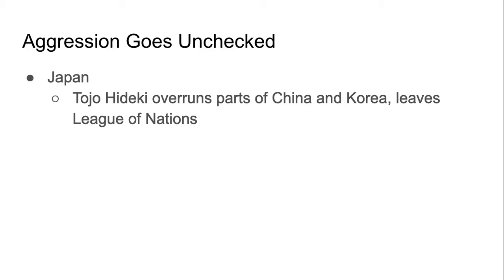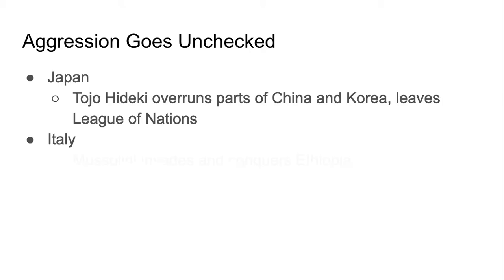The League of Nations, previously set up from World War I, starts to condemn their actions, but League of Nations doesn't really have any power. They can't really do much other than just saying, hey, stop doing that. And so Japan, upset, doesn't really care. They leave that agreement of League of Nations.